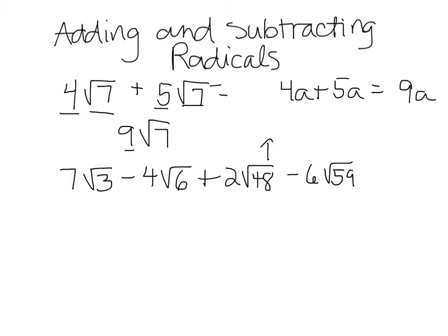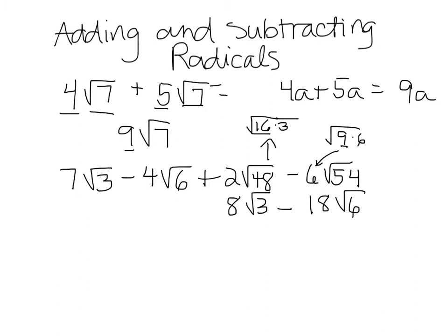But remember, root 48 is really root 16 times 3, which means I can take the square root of 16 and make this 8, because the square root of 16 is 4, times 2 is 8, and root 3 stays in here. Oh, this should be a 54. And like that, 54 is 9 times 6, so the square root of 9 is 3, and 3 times 6 is 18, root 6. These that we couldn't simplify, we bring down.